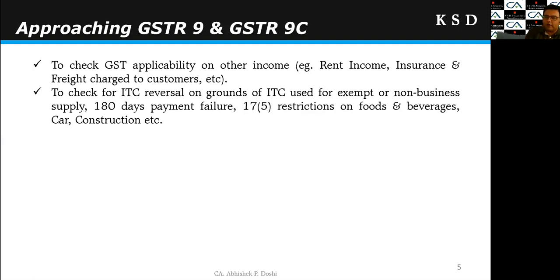So even though my total turnover is taxable, I have some other income which is exempted from GST, and I am required to make proportionate reversal of ITC for such exempt supplies, on the common credits, right? So we need to check these things on an annual basis if they were missed on a monthly basis.